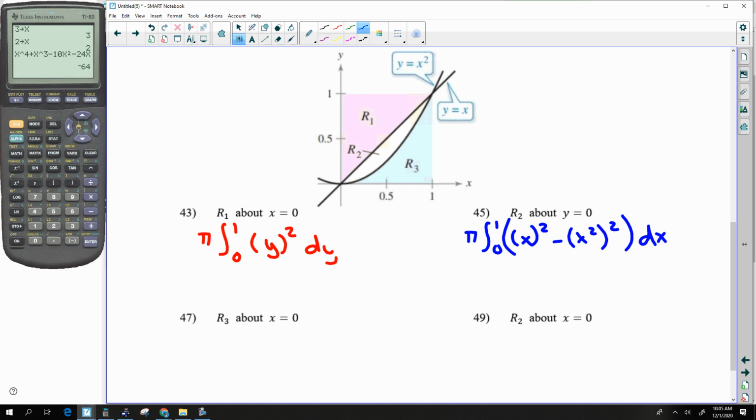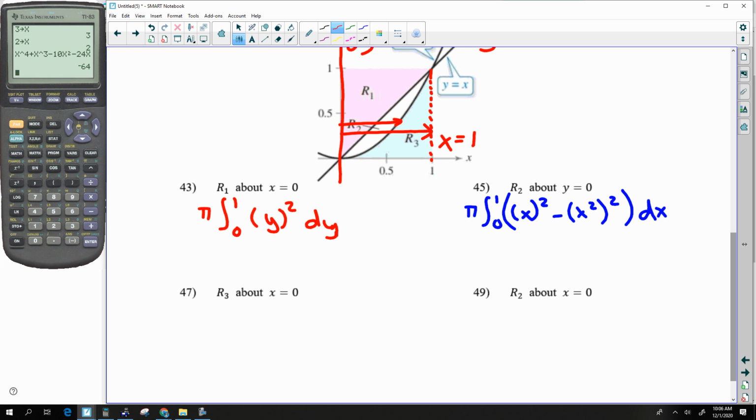Okay, the next one is going about x equals 0. So again, this is going to be dy, and this is about region 3. The big radius is technically an equation that they don't even give, which is x equals 1. And the little radius is the curve, which they give you, which is x equals the square root of y. That's that equation written for a dy method.